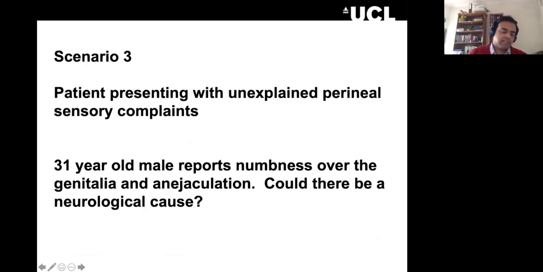I move on to a third scenario. So this is a patient that some of you will come across, especially in the corporate sector, I think. A patient comes to you with penile numbness and sexual problems. And the question that the urologist or the andrologist is asking is, is there a neurological cause? So this is the clinical question here.